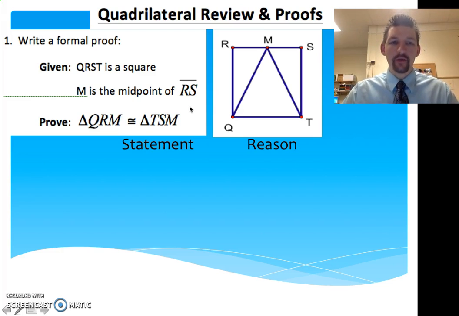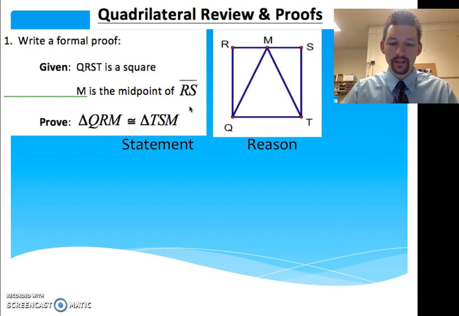So the first thing we want to prove here is, given QRST is a square and M is the midpoint of RS, we want to prove that QRM, this side triangle, is congruent to TSM, this side triangle over here. So what I want you to do is go ahead and pause this. If you get stuck, press play and I will give you a couple hints, and then you can pause it again, see if you can get the rest of it, and I'll give you the answer after that. So go ahead and give it a try now.